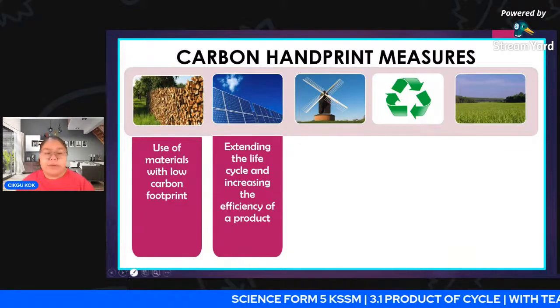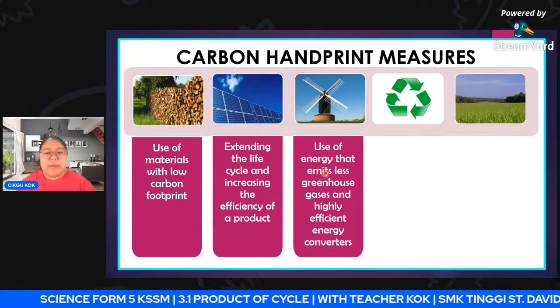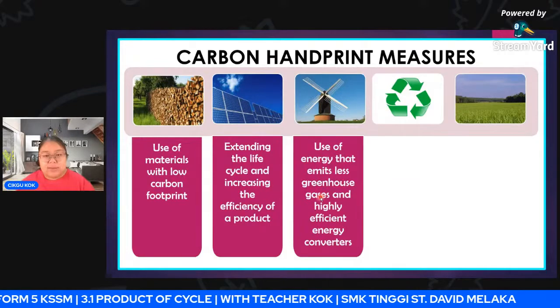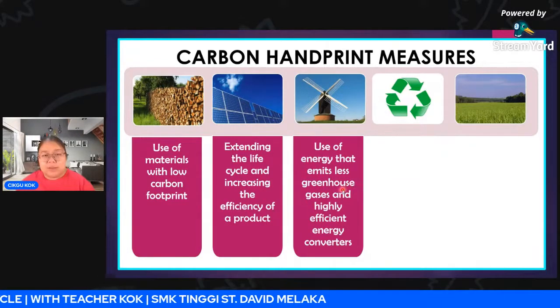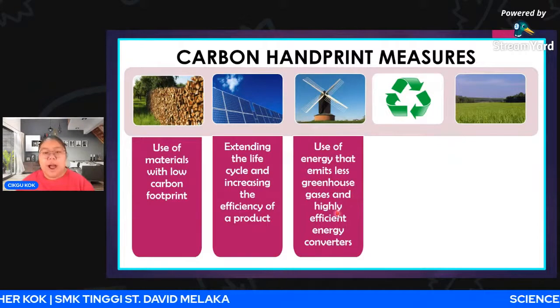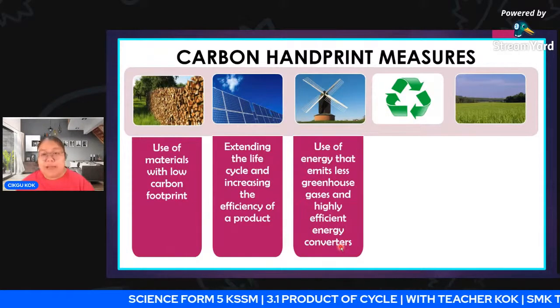Then number three is also the same. They use energy that emits less greenhouse gases. They can produce energy, but they want to reduce greenhouse gases, like CO2, and also highly efficient energy conversion. They can convert to other energy with high efficiency, but never produce greenhouse gases.